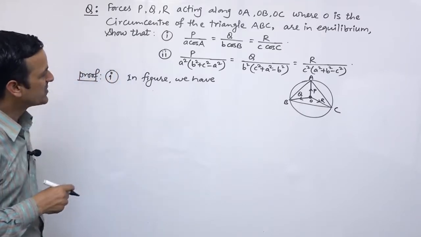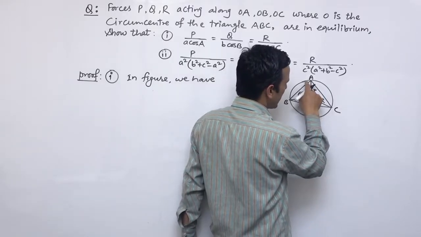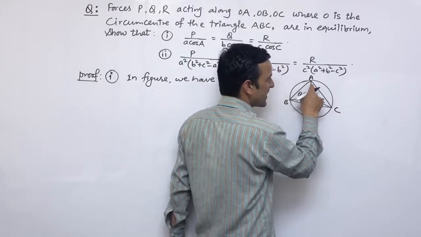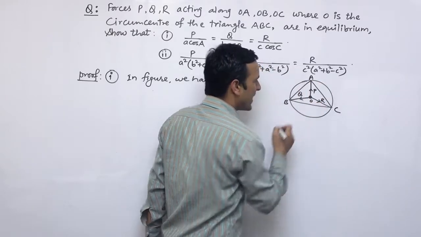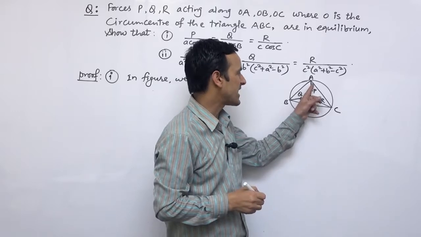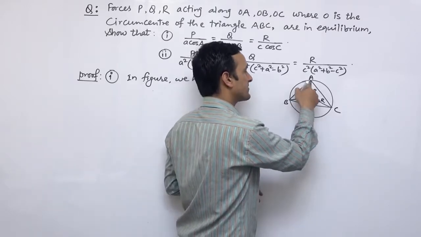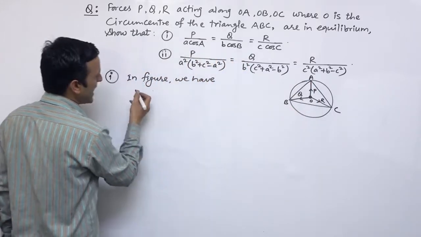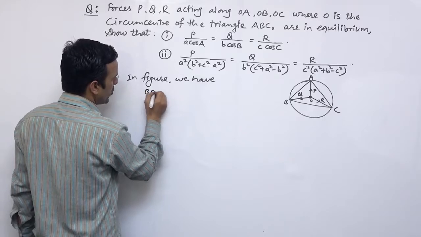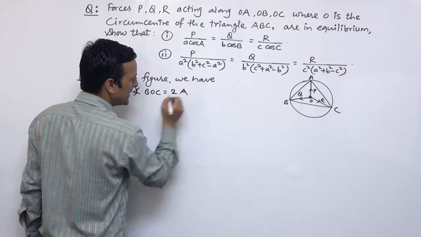So we can write down here by using the inscribed angle. This is the inscribed angle, this is the central angle, and we know that the relation between the inscribed angle and the central angle is that the inscribed angle is always half of the central angle. So angle BOC is equal to 2 times A.